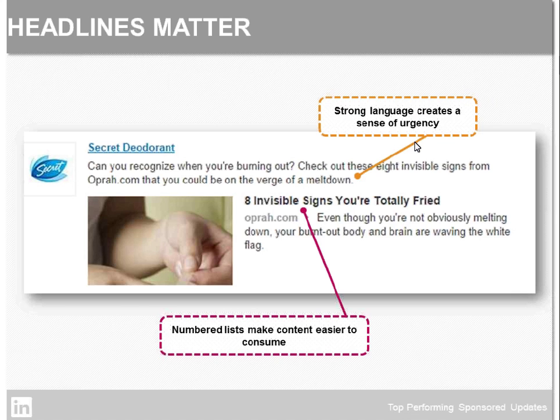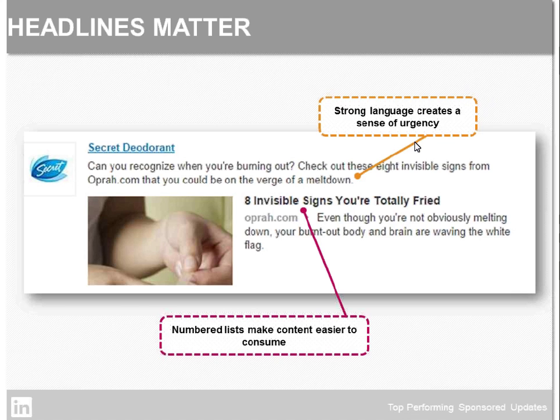And then the part in bold that says "8 invisible signs you're totally fried," that's what I think of as the title. That's incredibly important, especially on a mobile device, because on mobile that really is the first piece of copy that's going to pop out in addition to the image.